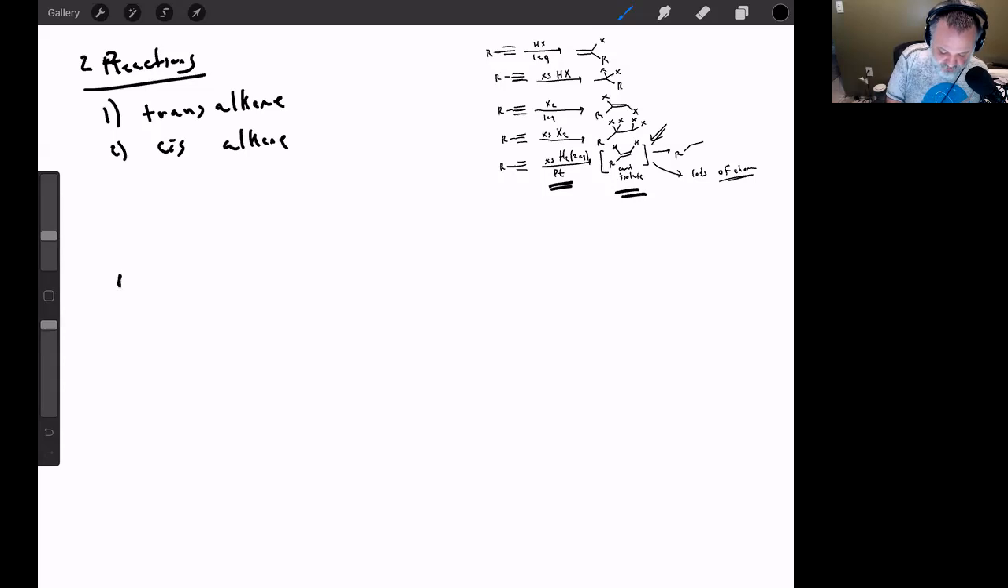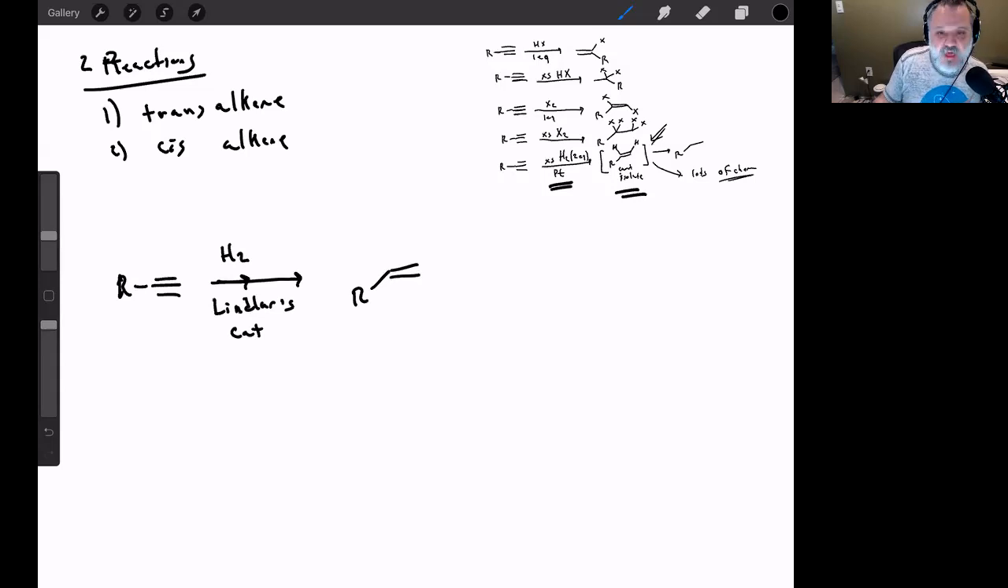So if I have an R group, a triple bond, and I react it with H2, and the catalyst is called Lindlar's catalyst, then that gets you a cis alkene. It adds the hydrogens exactly the same way as it did before, with them being adsorbed onto the surface of a metal catalyst, and Lindlar helps you make that reaction stop at the alkene.